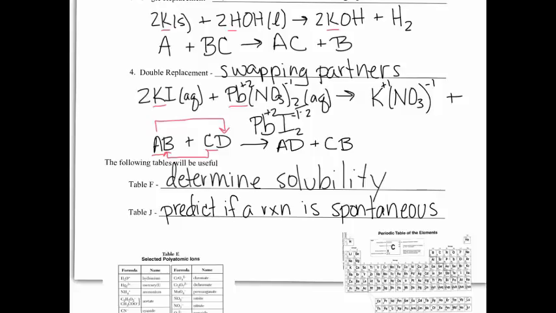The element that came first in the compound on this side needs to come first in the compound on this side. It doesn't matter if you said CB plus AD. It doesn't matter which compound you put first on the product side.